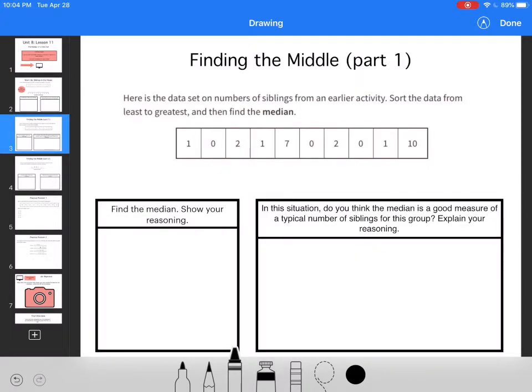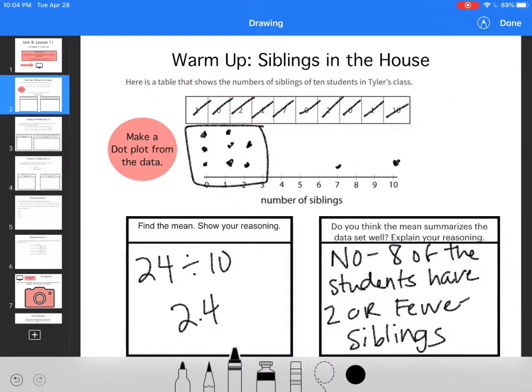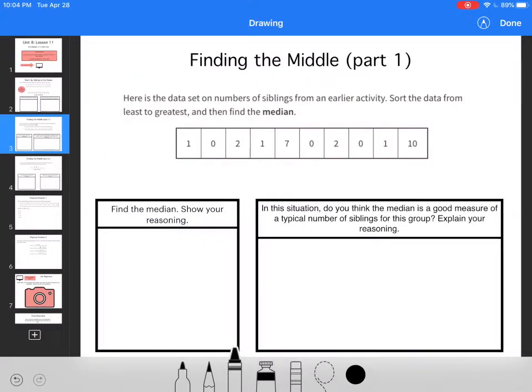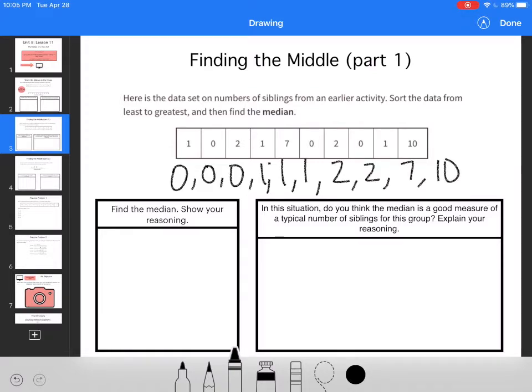So then it says find the middle. Here's a data set of the number of siblings. Now they want us to sort the data from least to greatest and then find the median. So I'm going to use my dot plot to help me. So I have 3 zeros, 3 ones, and 2 twos. I had a 7 and a 10. Dot plots are helpful for that, or you could do the cross-out strategy.